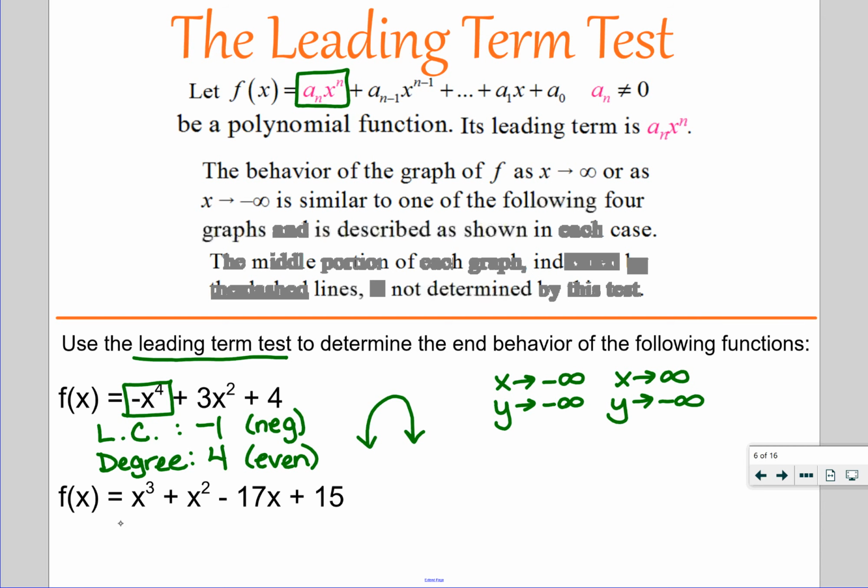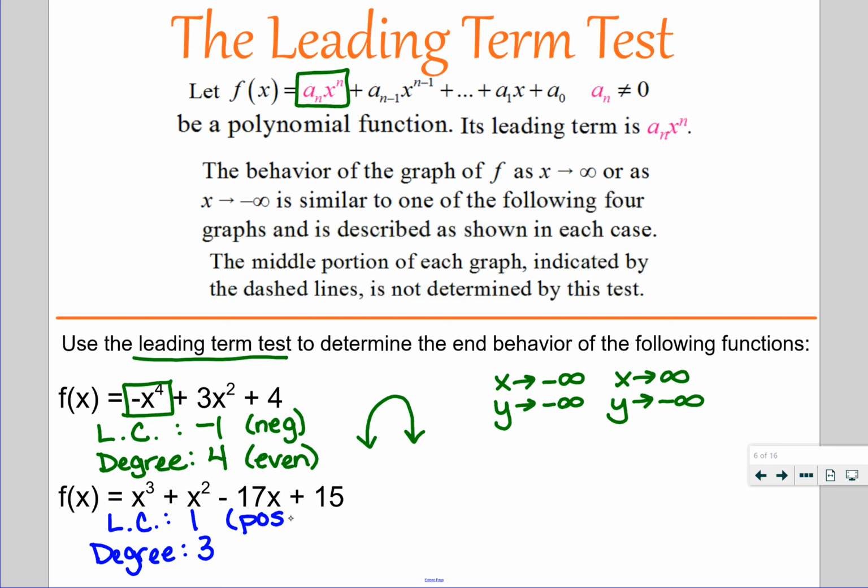Okay, in the next one, again, let's do the same thing here. Let's name our leading coefficient and our degree. My leading coefficient is the number in front of the very first term, as long as my exponents are ordered highest to lowest, so that would be 1 here. My degree is my highest power, 3. More importantly, my leading coefficient is positive, and my degree is odd.